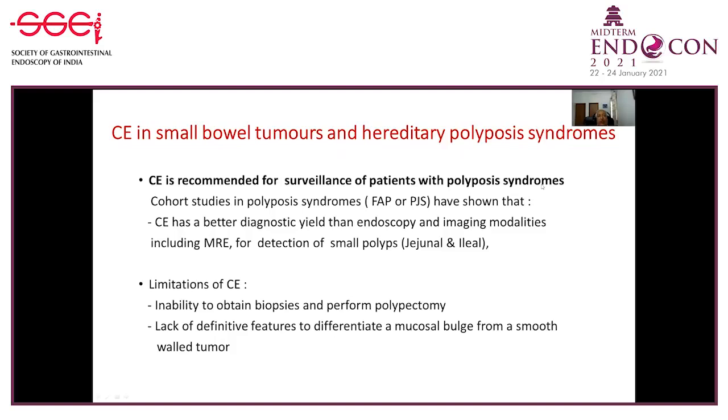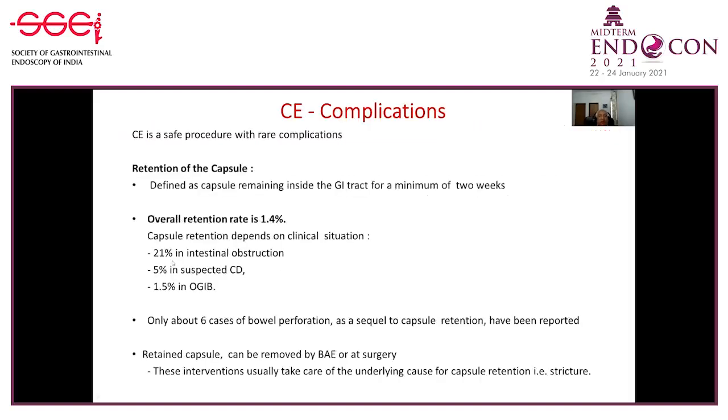What are the complications of capsule endoscopy? It's a very safe procedure, with very few complications. And what is retention? Retention is when the capsule stays for a minimum of 2 weeks in the GI tract. The overall rate is 1.4%. Again, it would depend upon the clinical situation. In intestinal obstruction and in suspected CD, it is less than 5%, whereas in obscure GI bleed, it is 1.5%. The retained capsule can be removed by balloon-assisted enteroscopy or surgery, and usually corrects the cause of the capsule retention, like a stricture. Can we predict capsule retention?